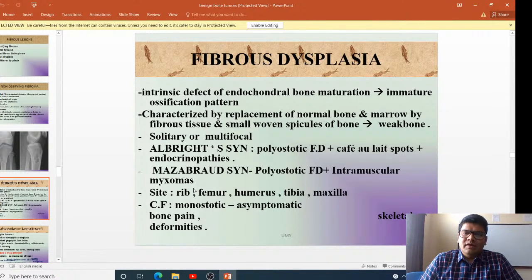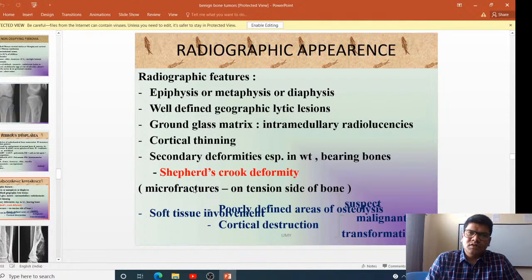The sites are rib, femur, humerus, tibia, and maxilla. Clinical features: if monostotic, it is asymptomatic. Bone pain and deformities may be there. Radiographic features: it can occur anywhere, in the epiphysis, metaphysis, or diaphysis. Well-defined geographical lesions, ground glass matrix, and secondary deformities might be there in weight-bearing bones. Like in the femur, it can give rise to shepherd crook deformity, because of microfractures on the tension side of the bone.